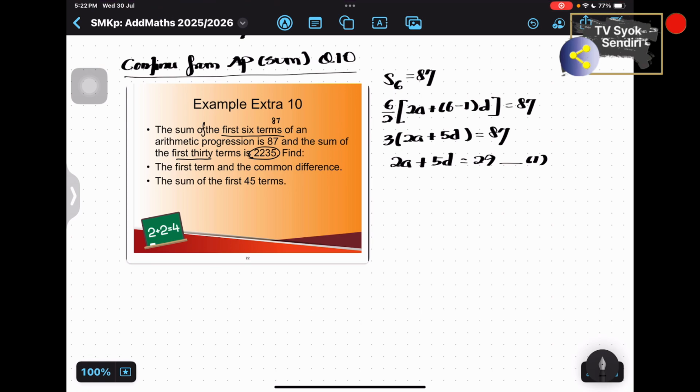Now I have the first equation already. The second one is saying that the sum of the first 30 terms is 2235. So for the first 30, S30 is 2235.